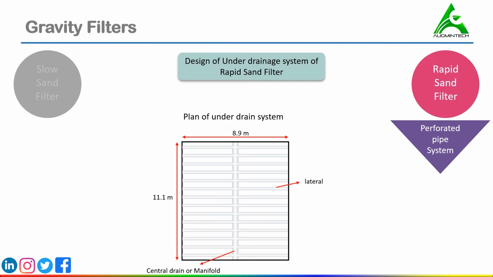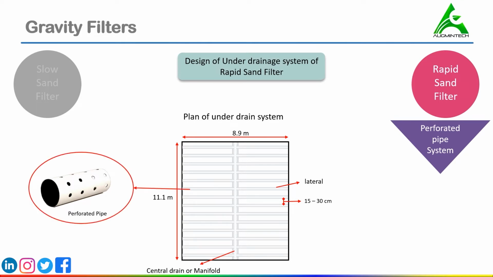The central drain as well as lateral drains are usually made of cast iron, but these may also be made of other materials such as plastic, asbestos, cement, concrete, etc. The lateral drains are placed at a spacing of 15 to 30 cm. The lateral drains are perforated pipes. So, you may think what is this perforated pipe? Here we have the picture of a perforated lateral pipe.